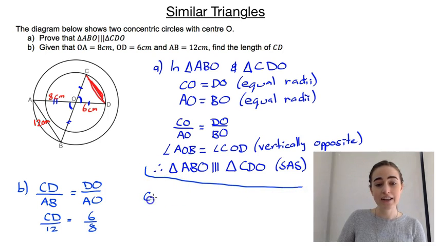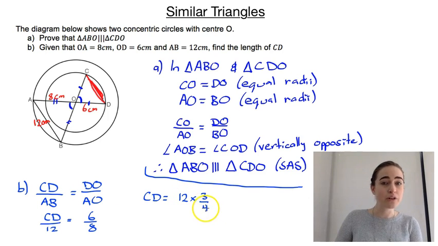I'm going to move over here a little bit because I'm running out of room. So that means to find CD then, we're going to go 12 times, 6 over 8 simplifies to 3 over 4. 12 divided by 4 is 3, and then 3 times 3 would give us 9. So that means CD has to be 9 centimetres.